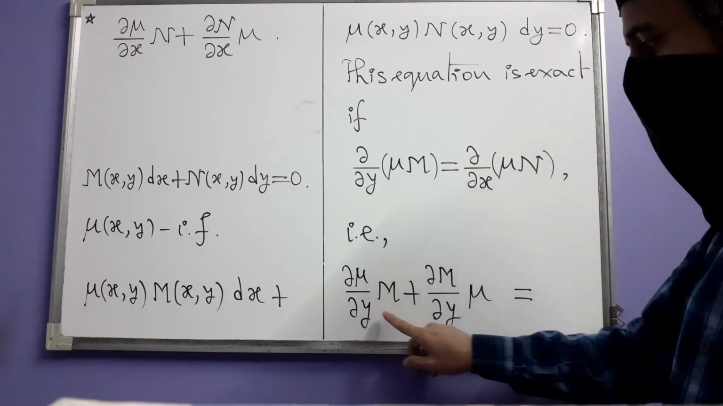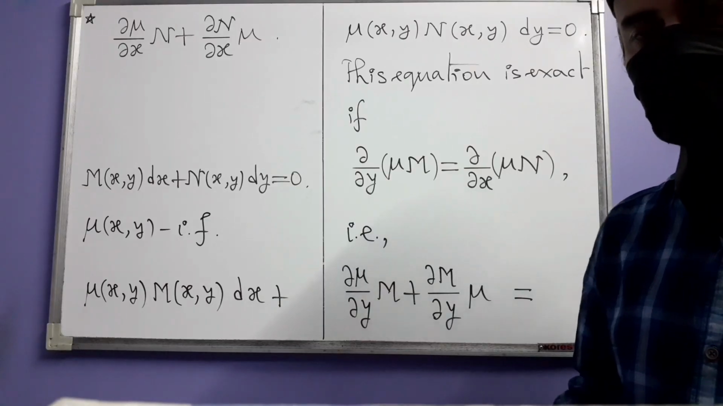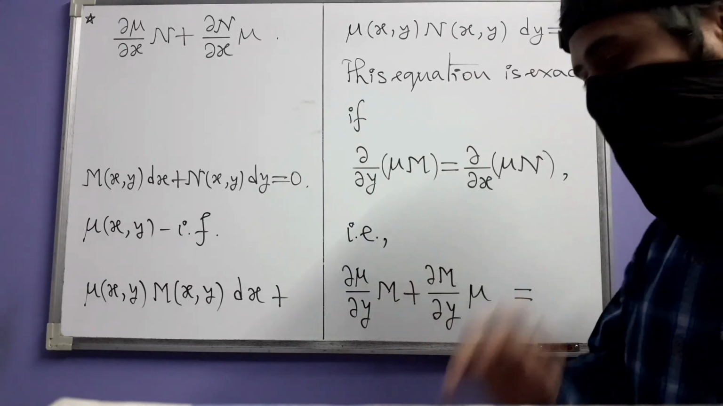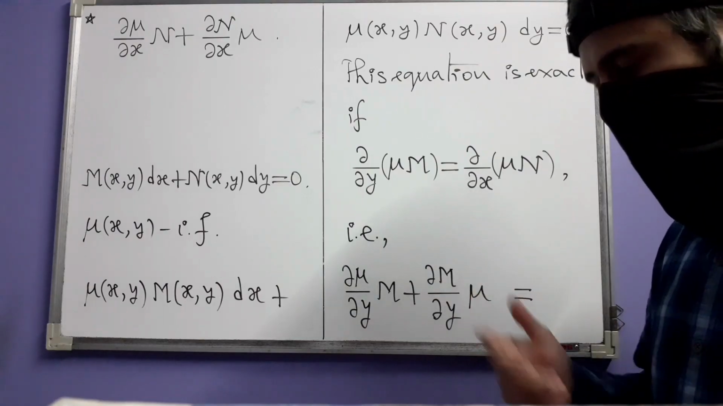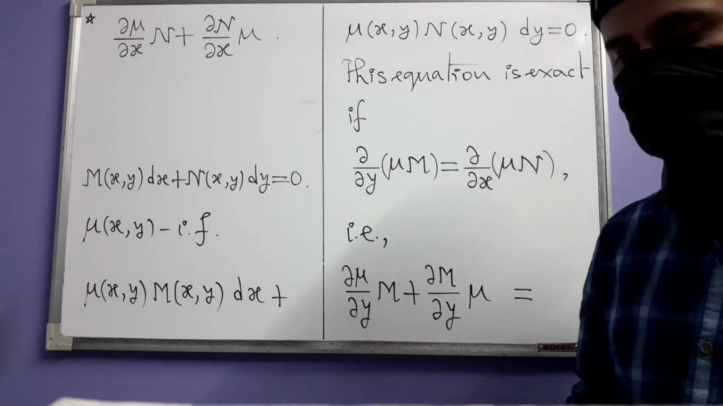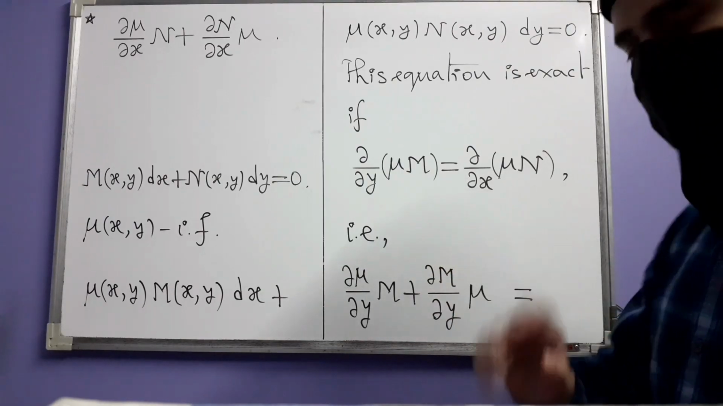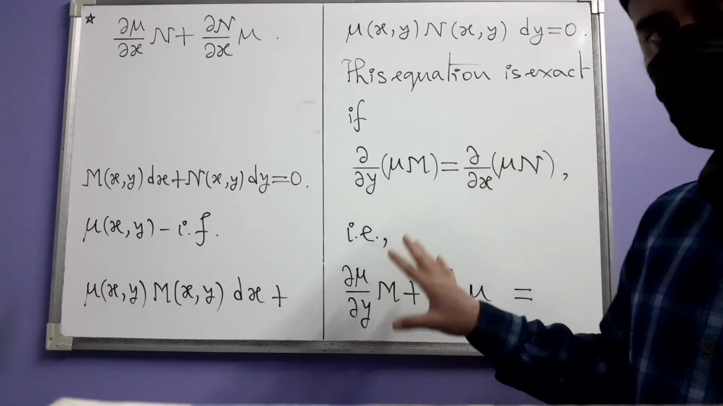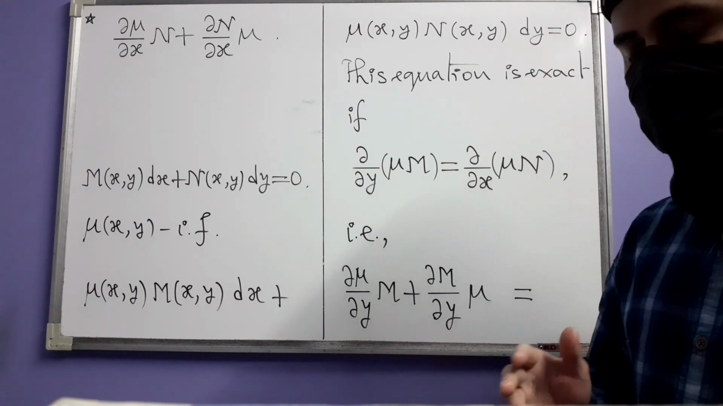So now if you solve this for mu, then mu will be found. But this is a partial differential equation in mu, and in general we don't really know anything about how to solve a PDE, partial differential equation, at this stage at least. So that's the difficulty. But in spite of this difficulty, can we make the situation a bit simpler?